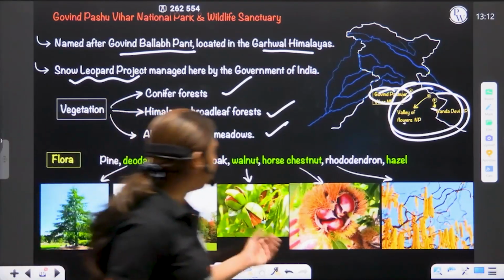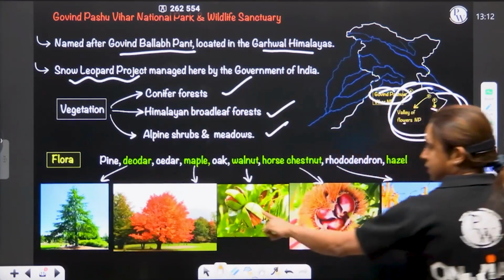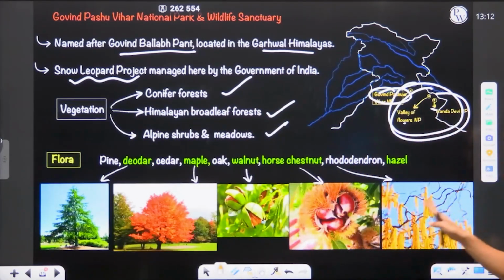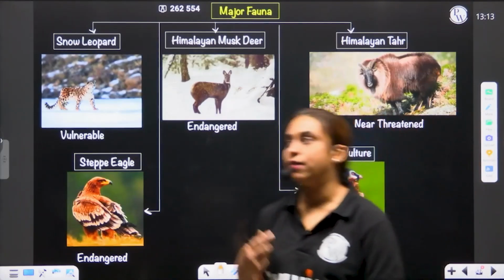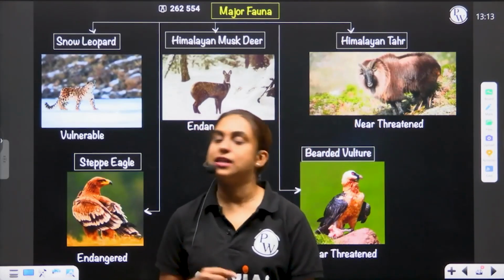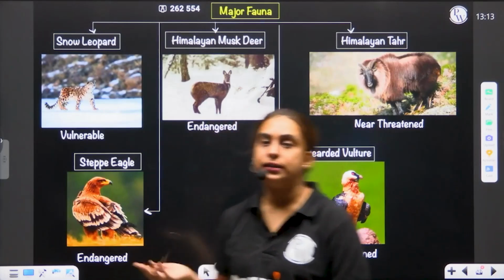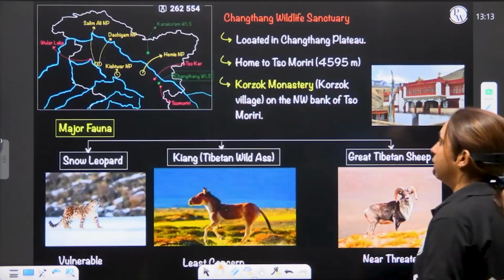As you can see, beautiful color. This is walnut, akhrot, you can see this. You have chestnut here, you have rhododendrons, you have hazel, rhododendrons. So this is what you have with respect to the bush. The fauna, again, you have snow leopard, musk deer, Himalayan thar, golden eagle, steppe eagle, bearded vulture. These are a part of your flora and fauna.